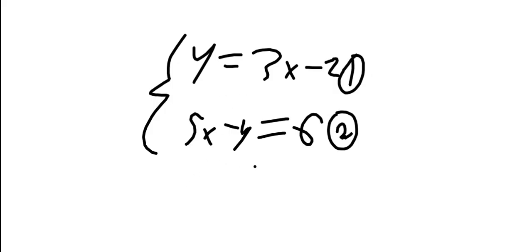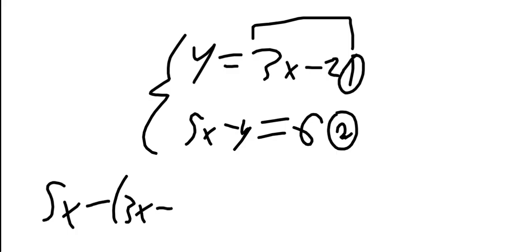You may already be familiar with the definition of substitution. It's simply plugging something into another thing, and that's exactly what we're doing here. Because y equals 3x minus 2, because it equals this quantity, we are able to plug that value into here. So what does that look like? 5x minus the quantity of 3x minus 2 equals 6. And from here, we're able to solve it fine.